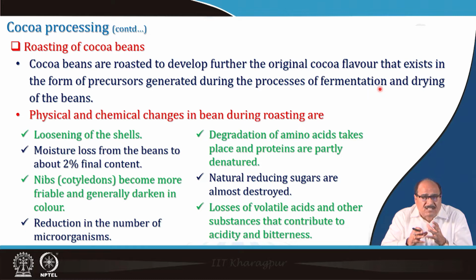It loosens the shell, moisture is lost from the beans to about 2% final content, and nibs or cotyledons become more friable and generally darken in color. There is a reduction in the number of microorganisms, degradation of amino acids takes place and proteins are partly denatured, and natural reducing sugars are almost destroyed. There is a loss of volatile acids and other substances that contribute to acidity and bitterness development.